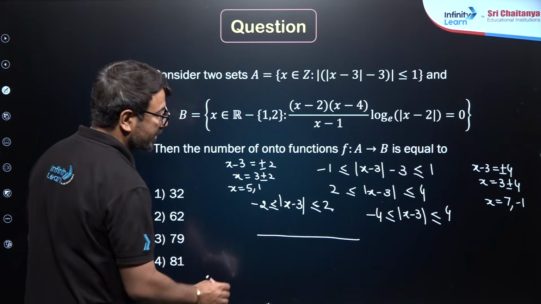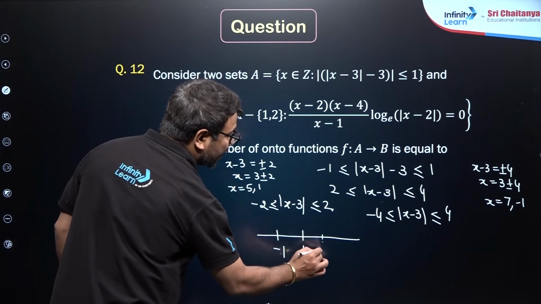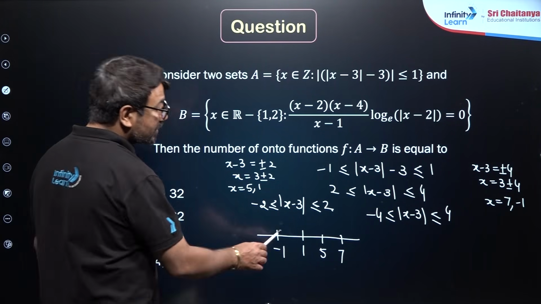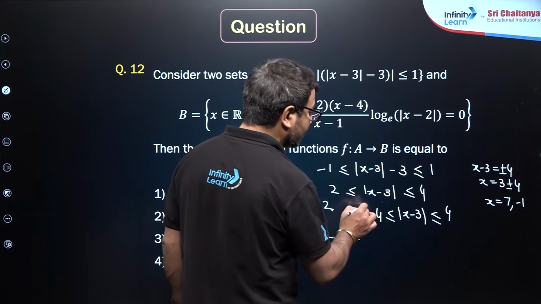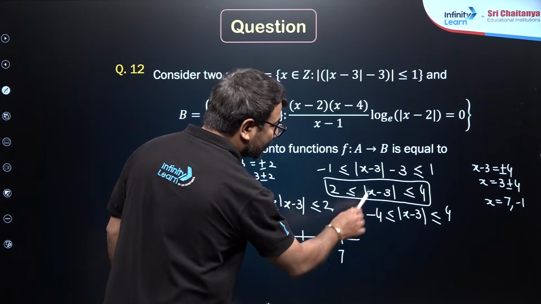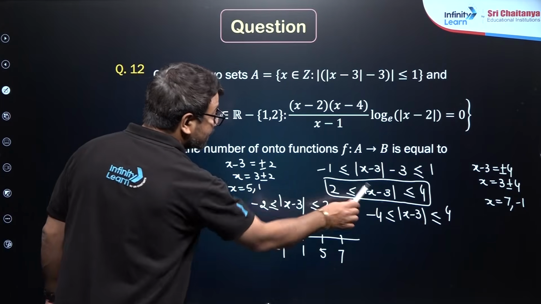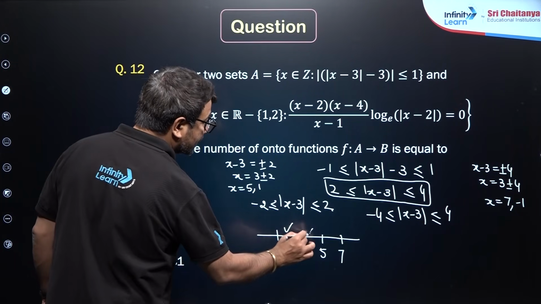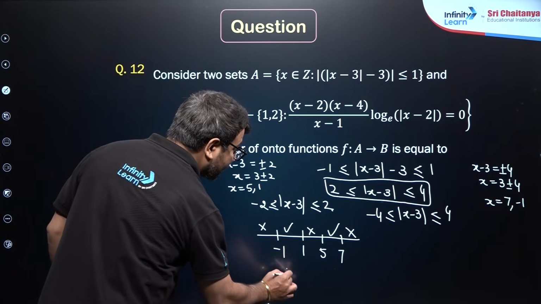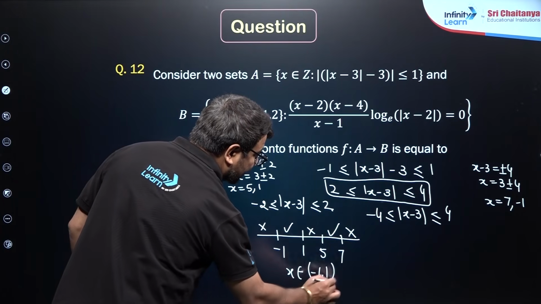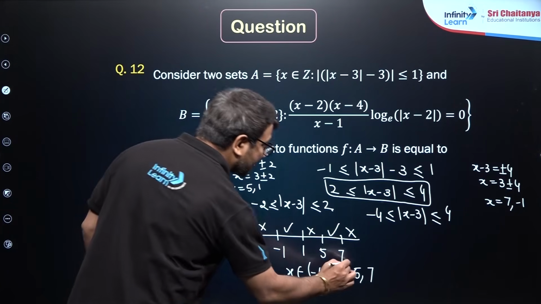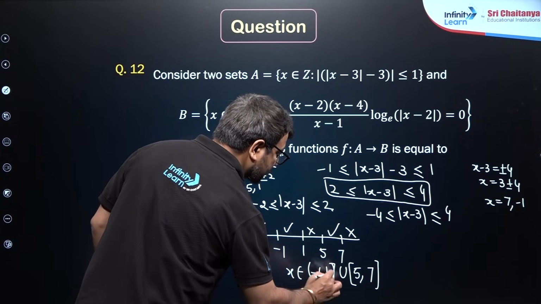You plot all these critical points. Minus 1 you plot, 1 you plot, 5 you plot, 7 you plot. You take a test point as 0. If you substitute x value 0 here, you will have 3. Do you think 2 is between 3 and 3 is between 2 and 4? Yes. So 0 is satisfying, this is not satisfying, this will be satisfying, this is not satisfying, and this is also not satisfying. So the value of x will be between minus 1 and plus 1, and then union 5 to 7. And this minus 1, plus 1, 5, 7, are they allowed? Yes, they are allowed. All of these numbers are allowed.